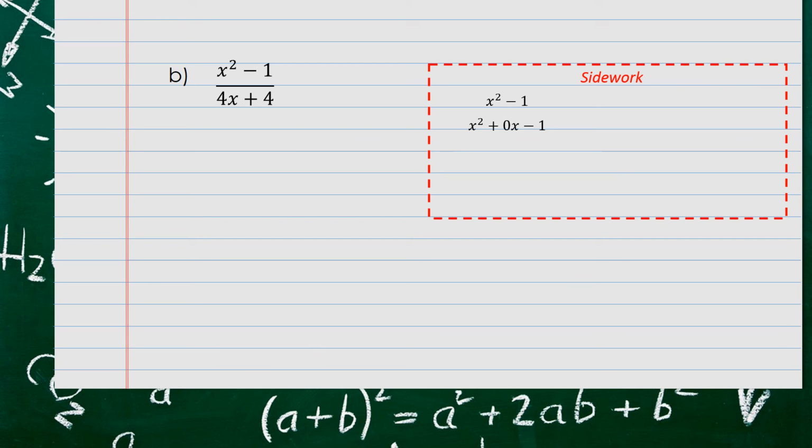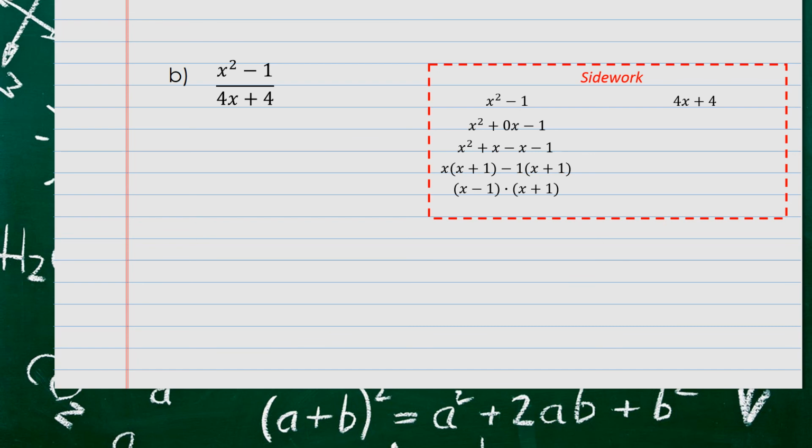Now I would do my first times my last and expand your middle term, which would give me x squared plus x minus x minus 1. Now that we have 4 terms, you do factor by grouping. So the first 2 terms you factor, and the last 2 terms you factor. And you should get x times x plus 1 minus 1 times x plus 1. And so to factor it completely, you would get x minus 1 times x plus 1. Now that was the numerator.